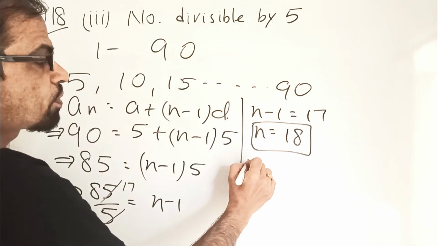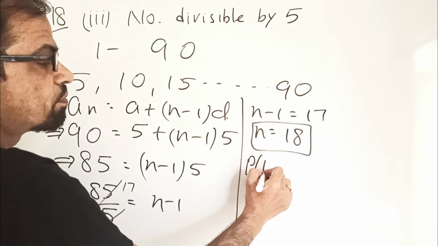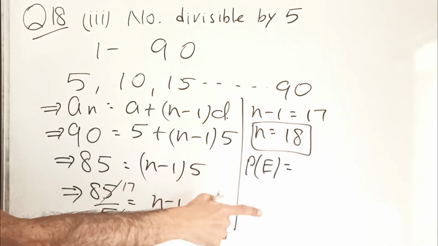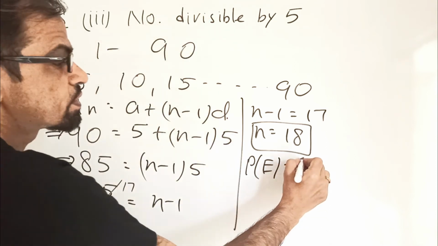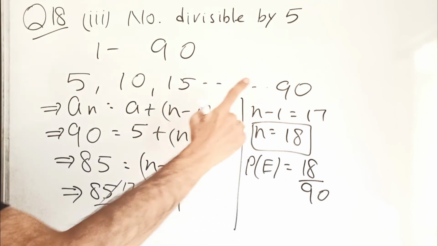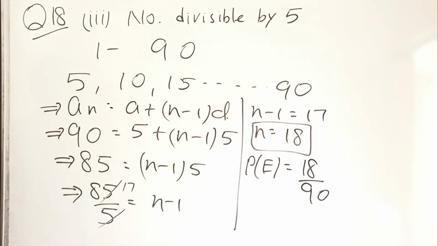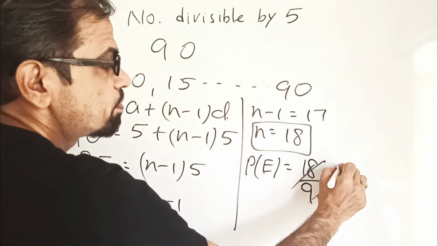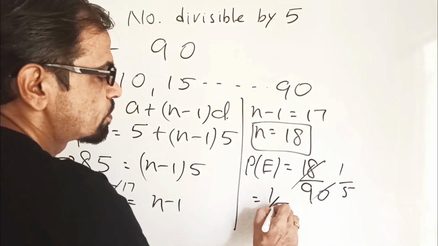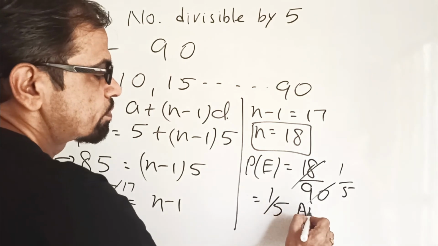So it means the favorable outcomes, the numbers divisible by 5, are 18. So our required probability, the probability of number divisible by 5, is equal to 18 upon 90, favorable outcomes upon total outcomes, which are 90. So the answer will be 18 by 90. Answer is 1 upon 5.